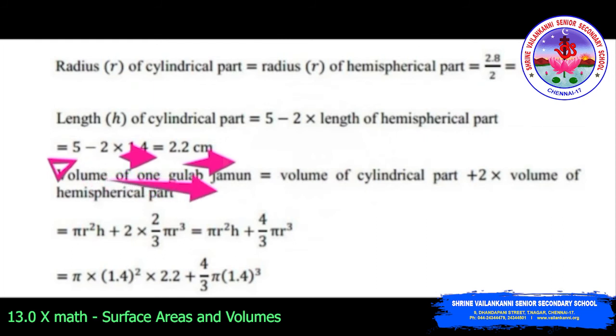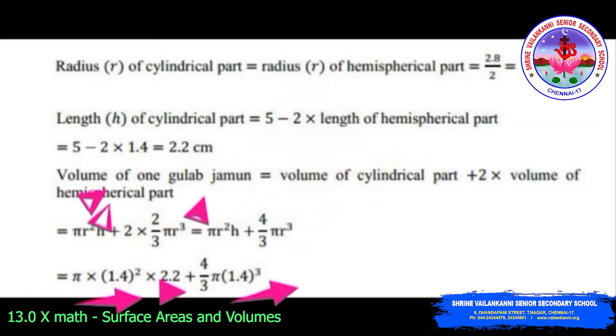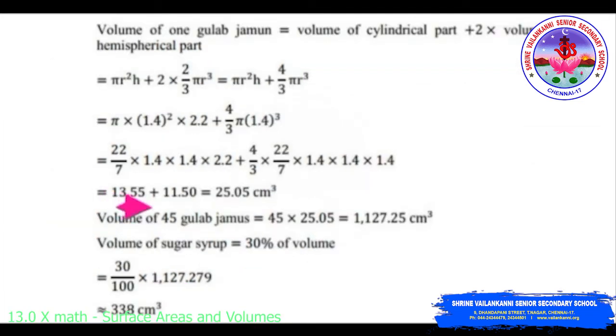So the volume of one gulab jamun can be found out by adding the volume of the cylindrical part plus the volume of two hemispherical parts, equal to pi r squared h plus 2 into the volume of a hemisphere, which is 2 by 3 pi r cube. Substituting the values of r and h of the cylinder and the radius of the hemisphere, we get pi into 1.4 the whole square into 2.2 plus 4 by 3 pi into 1.4 the whole cube. Simplifying, I will be getting 13.55 plus 11.50, which is equal to 25.05 centimeter cube.